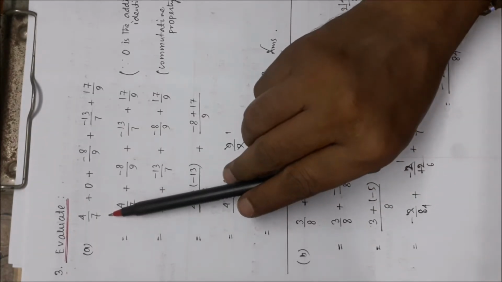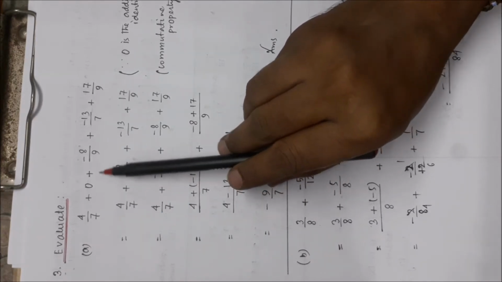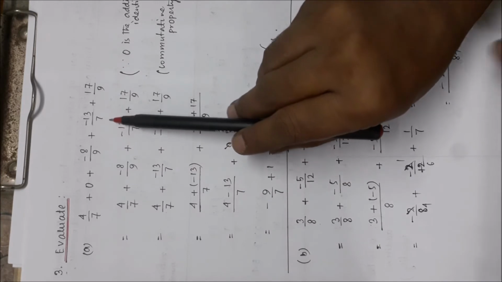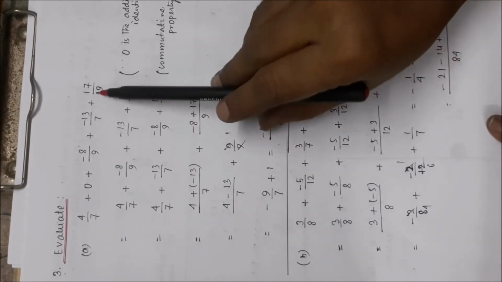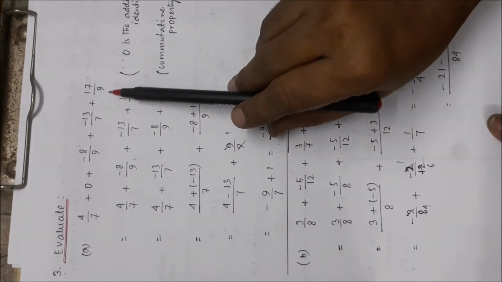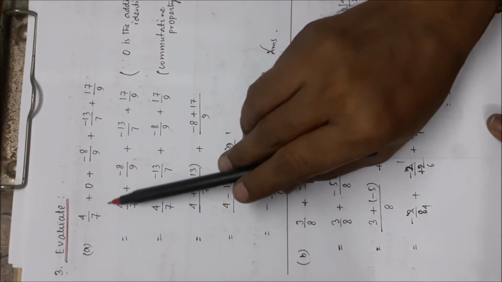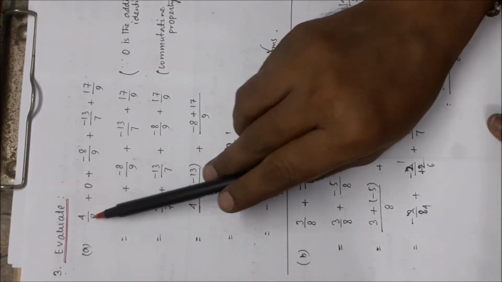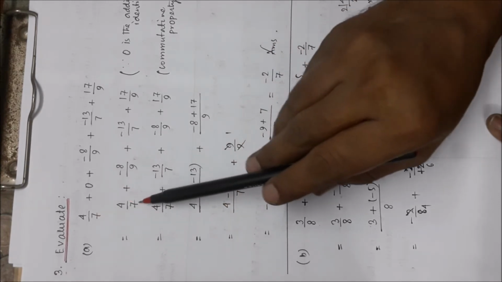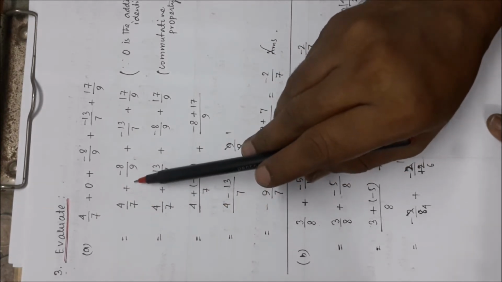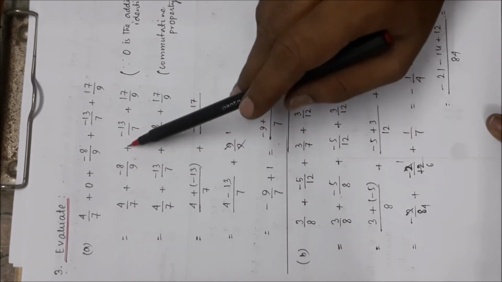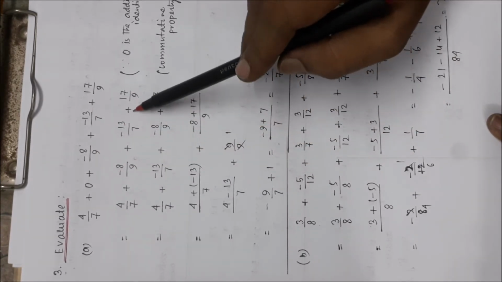Now the next problem is evaluate 4 by 7 plus 0 plus minus 8 by 9 plus minus 13 by 7 plus 17 by 9. Now see, if you apply the property of the additive identity, 4 by 7 plus 0 is equal to 4 by 7, and I am writing the rest of the numbers as they are: plus minus 8 by 9 plus minus 13 by 7 plus 17 by 9.